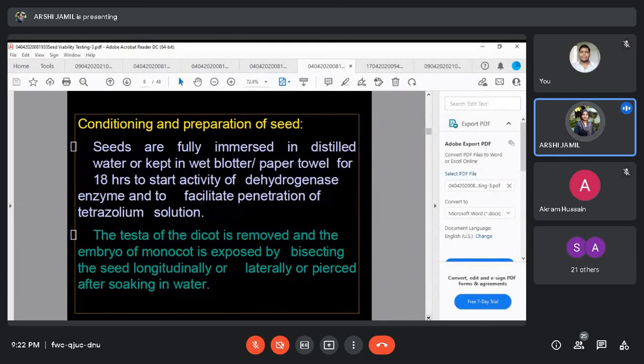So you take the seeds, the dicot seeds, you remove the testa of the dicot seeds, and in case of monocots, the embryo is exposed. You bisect the seeds longitudinally or laterally and then you place them in water.